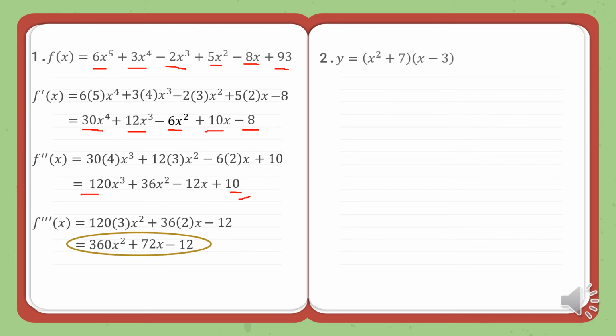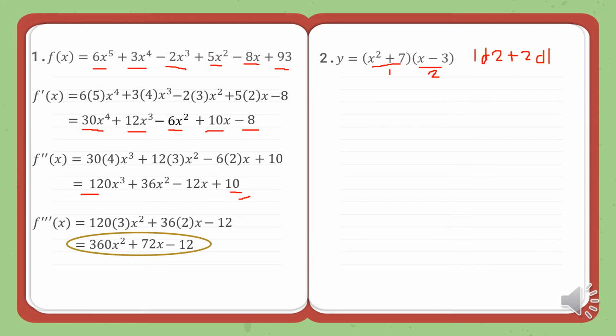Next, for the second example, we have y is equal to x squared plus 7 multiplied to x minus 3. So, kung nakikita nyo, meron tayong dalawang factors. Pwede natin siya ipag-multiply, tapos gumamit tayo ng sum and difference rule. Pero, pwede rin tayong gumamit ng product rule. So, kung nakikita nyo, meron tayong first factor and second factor. So, sa product rule, we have 1 d2 plus 2 d1. Ayan.